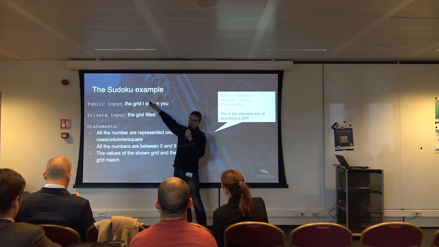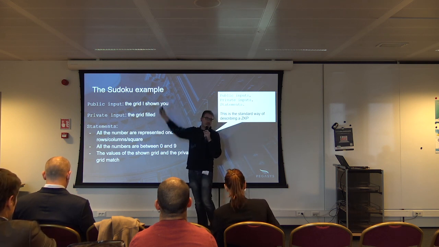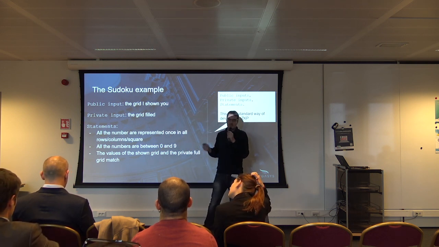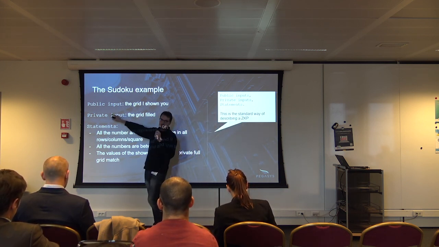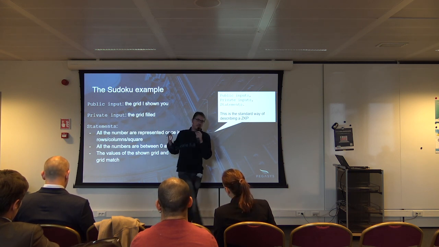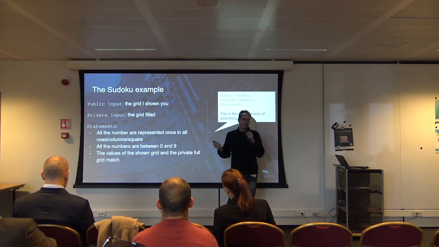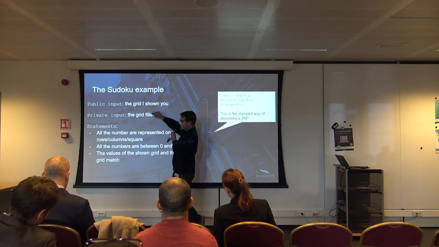You're defining a ZKP with public inputs. And here the public input is going to be the grid that I've just shown. Okay, that's the problem. There will be a private input. The private input will remain secret to you. But in the private input, I will put the solved Sudoku. Okay, that's the solution. So I know the solution, I put it there as a private input.